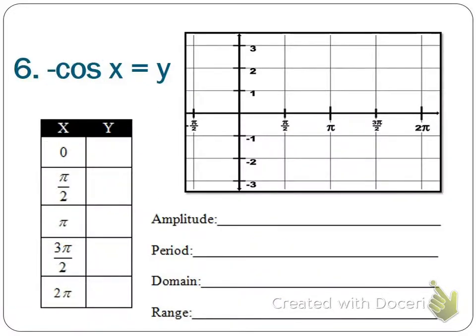If we take a look at negative cosine, it's the same deal. Cosine 0 is 1, but then we have to multiply it by that negative. So this becomes -1. Right? Cosine of pi over 2 is 0. 0 times -1 is 0. Cosine of pi is -1. -1 times -1 is +1. This becomes 0, and this becomes -1. So, same thing. It flips it over.